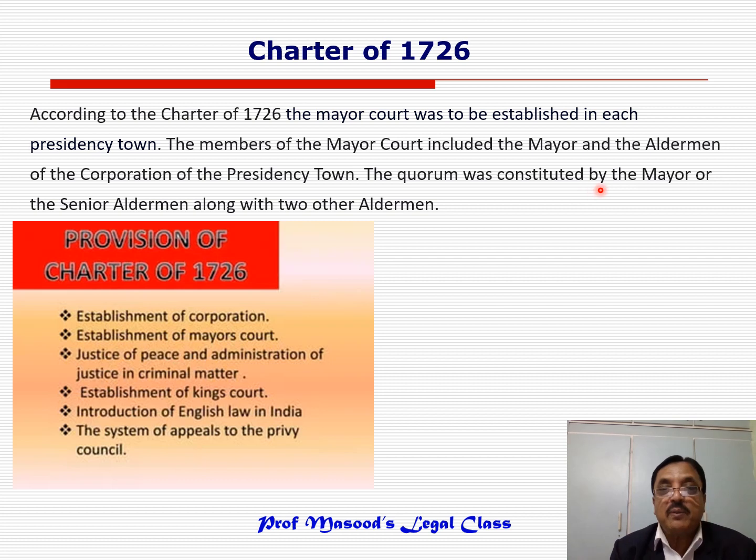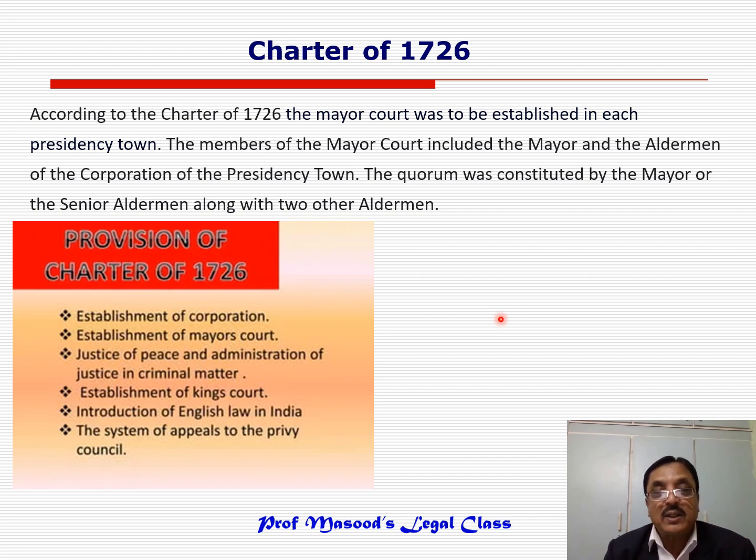And then quorum was constituted by the mayor or the senior alderman along with two other aldermen. So whatever councillors we had in the mayor's council, the quorum was constituted with the mayor and the senior alderman along with the two other aldermen. So the provisions of the Charter of 1726: establishment of corporation, establishment of mayor's court. The mayor's court was a revolution in the early 1700s, and it was established in 1726. Justice of peace and administration of justice in criminal matters, establishment of King's Court, introduction of English law in India, the system of appeals to the Privy Council. So these are the provisions of the Charter of 1726.